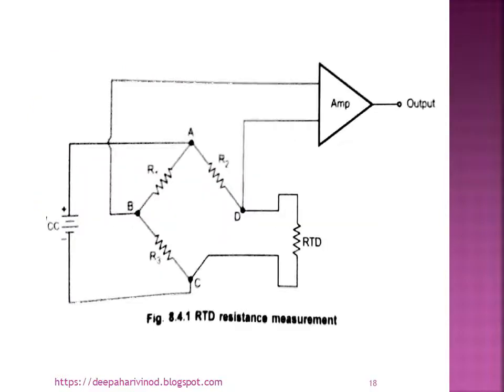Here we can see the RTD resistance measurement arrangement. It consists of a bridge, and three arms of the bridge consist of a resistance and one arm is placed with the RTD. At one end of the bridge it is provided with the supply and the other end is given to the amplifier, and finally the output is obtained at the amplifier.